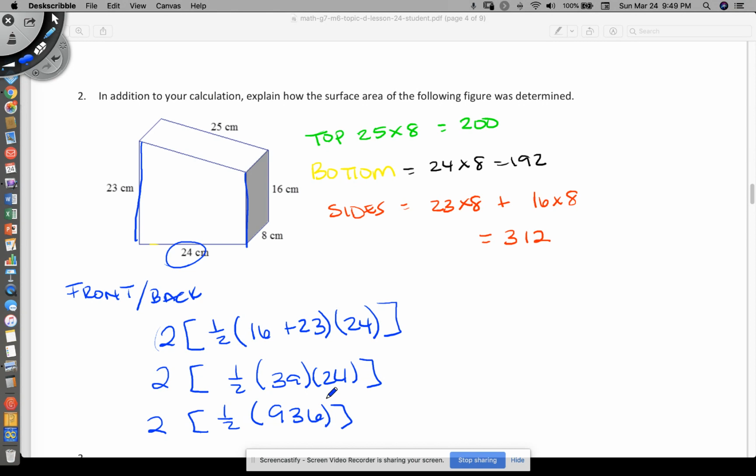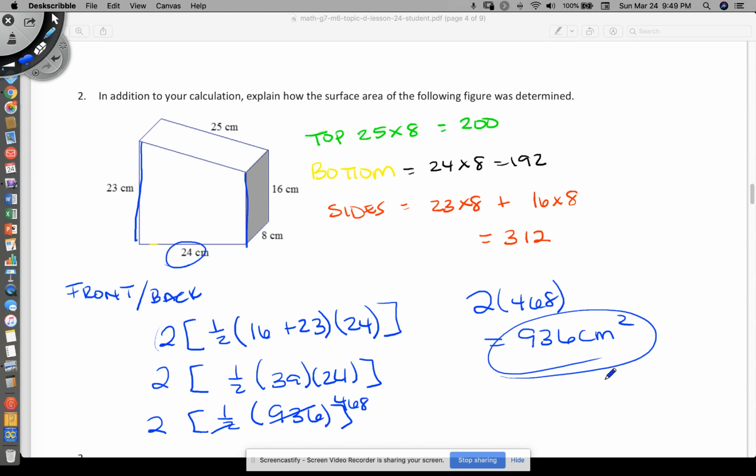Now 2 goes into 936 468 times. So you wind up with 2 times 468, which gives you back your 936. Like I said, it kind of cancels out. So there's your grand total for that, okay? So the overall total for everything I'll put up here, we have 200 plus 192 plus 312, and now plus that 936 for the front and the back, for the final total of 1640 centimeters squared.